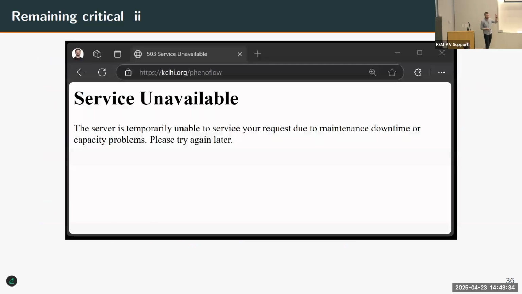And there you go. As I said before, Phenoflow is actually down right now. And that's why I simply can't sell it to you as a product. Thank you to our server team.